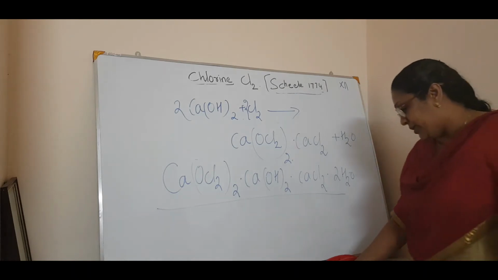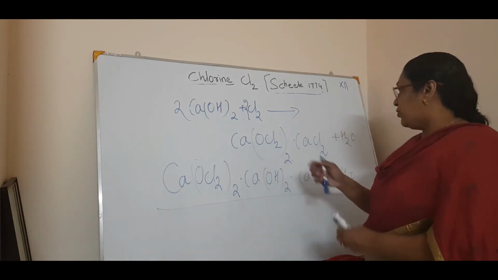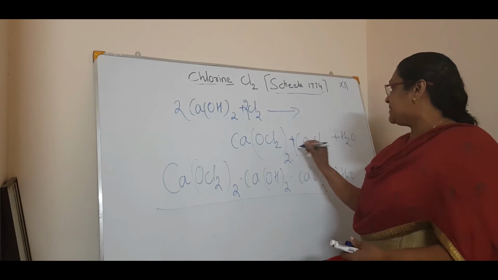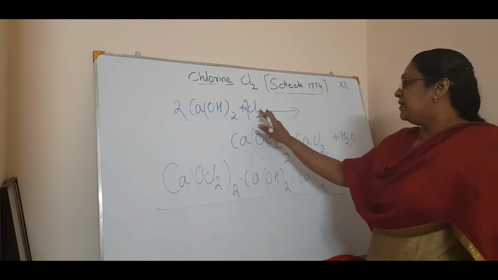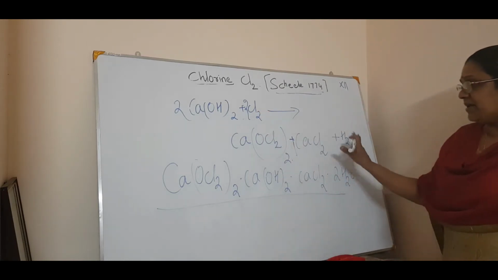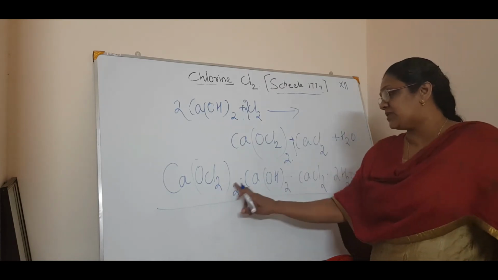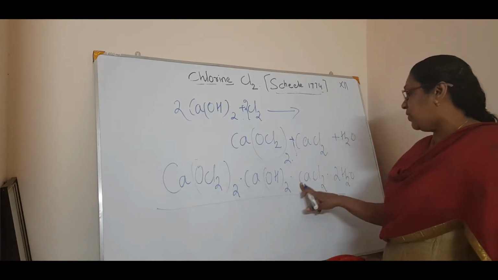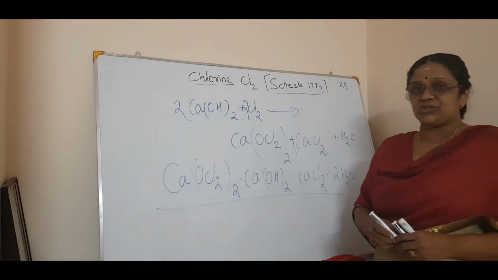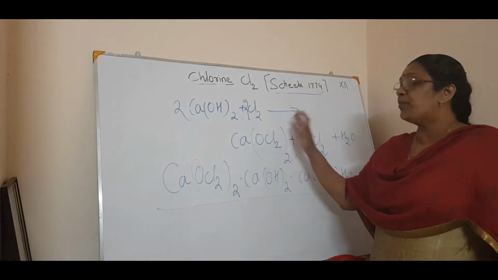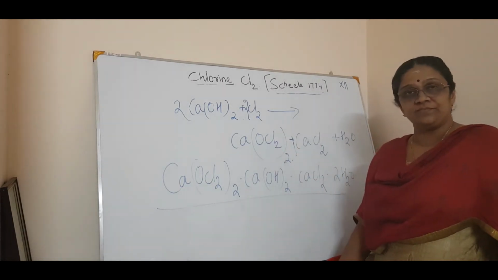Okay, so just note it down. Calcium oxychloride plus calcium chloride plus water, this is what you are getting, but the composition is calcium oxychloride dot calcium hydroxide dot calcium chloride dot 2H2O. So this is how you prepare bleaching powder.